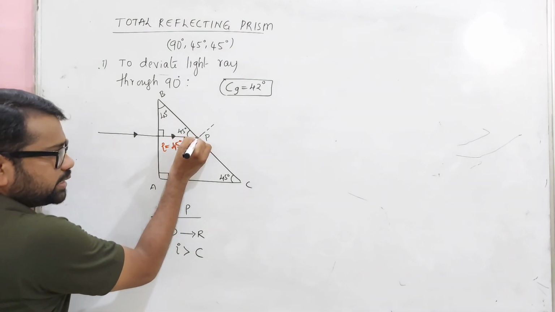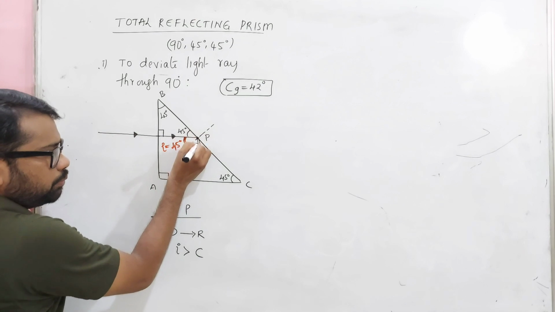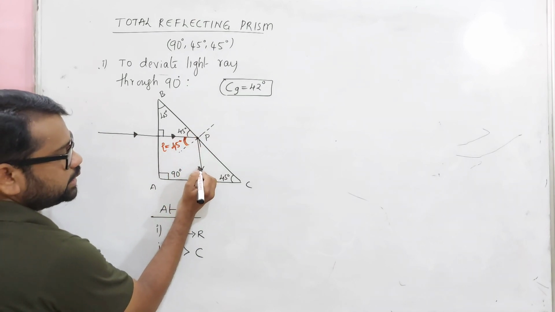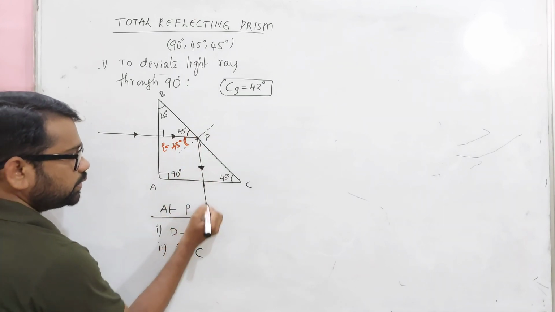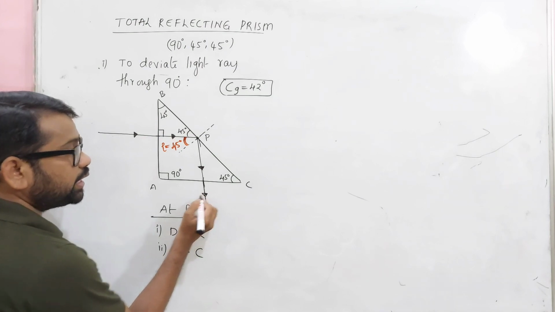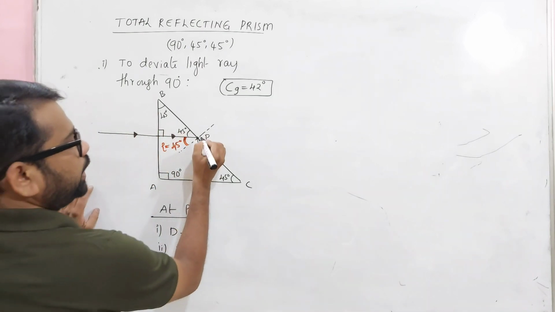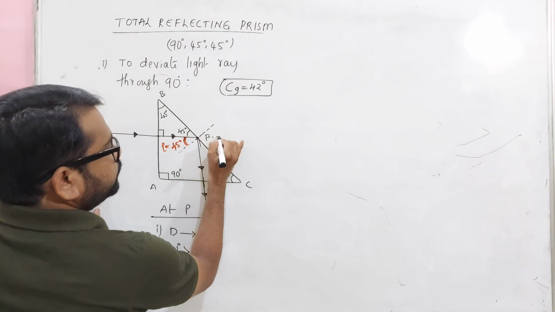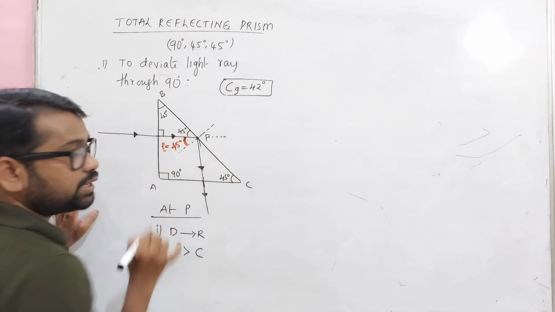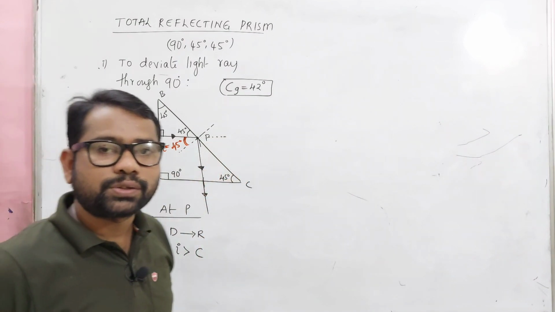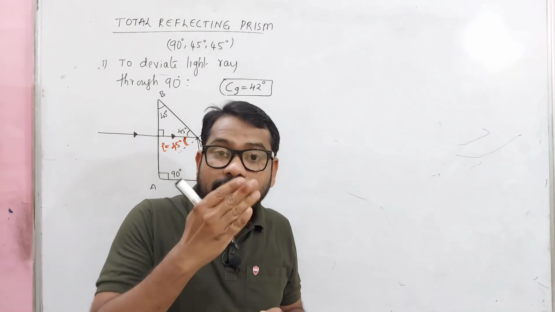Children, by default as it is getting reflected, it will become normal to AC. Normal to AC. So this will go like this. So try to understand. If there was no prism, actually this light ray would have traveled like this. But what angle is getting deviated? 90 degrees. So your light ray is getting deviated through 90 degrees.